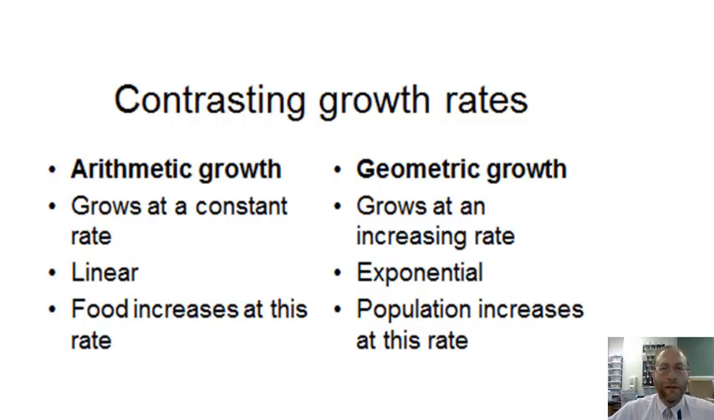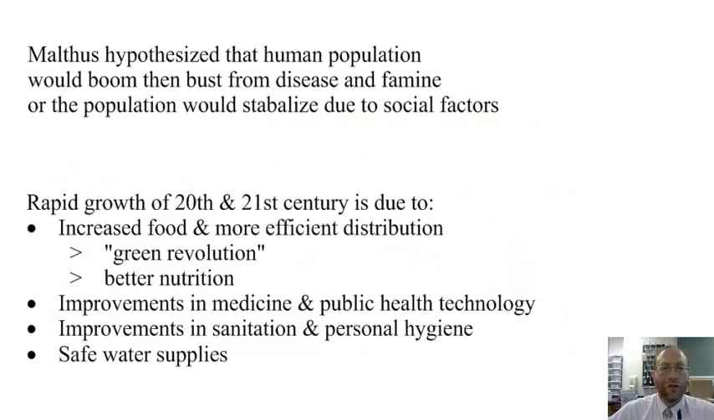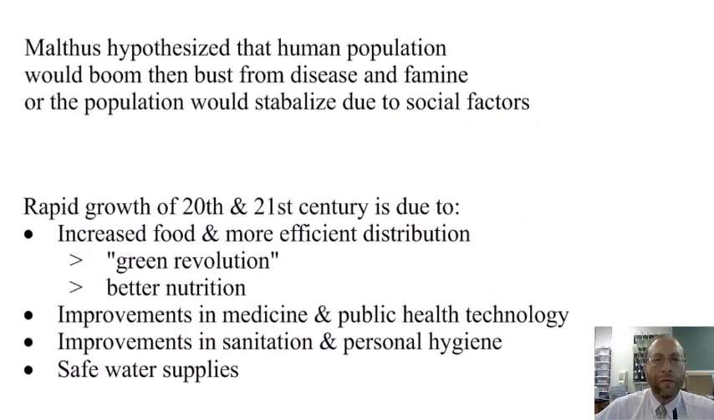Geometric growth grows at an increasing rate. So arithmetic growth is linear, geometric is exponential. So food increases ultimately, or eventually, will increase at a slower rate than the population. So eventually, Malthus says, population will outstrip supplies, and that will result in disease and famine, or the population will stabilize due to social factors, which, to a certain extent, appears to be happening now.